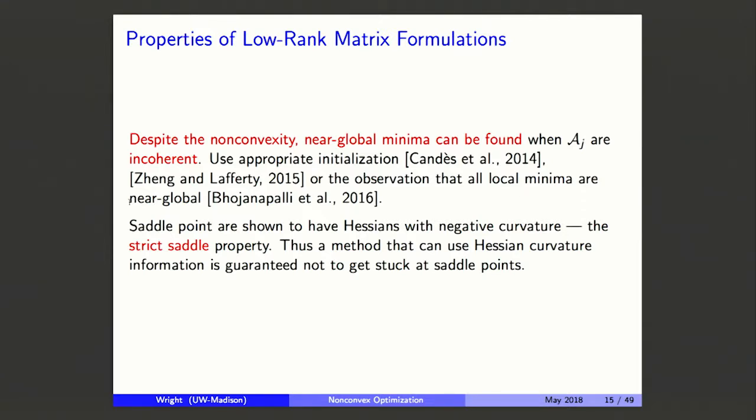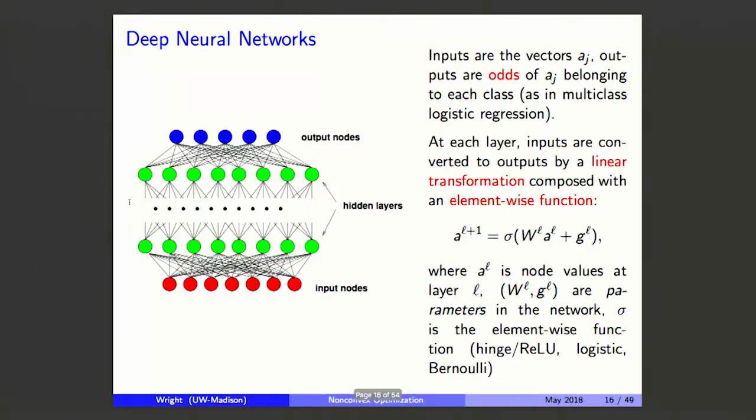Another property of this formulation is that if you do have a saddle point, a point with a gradient 0 but negative curvature, it has the so-called strict saddle property. In other words, the Hessian is guaranteed to have a negative eigenvalue. And that's very useful in algorithms such as the one that I'll talk about.